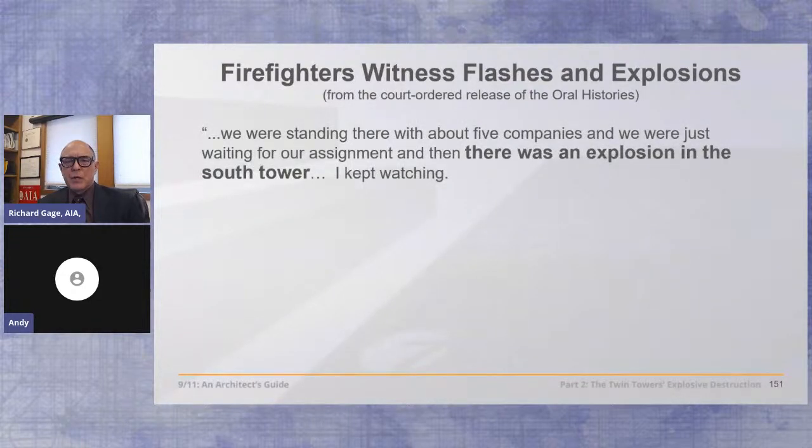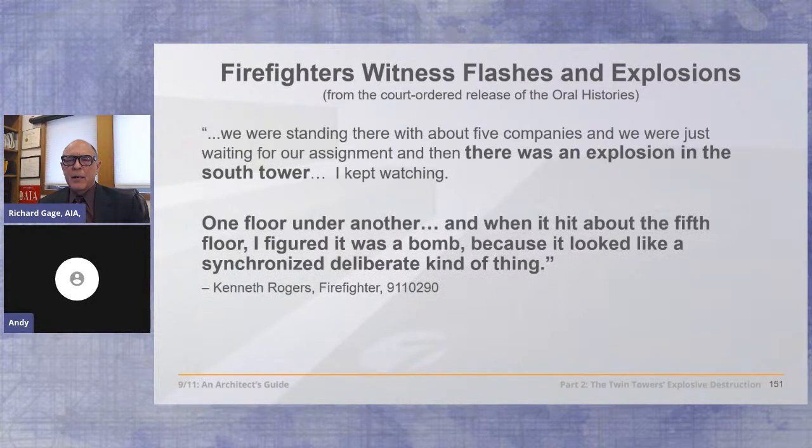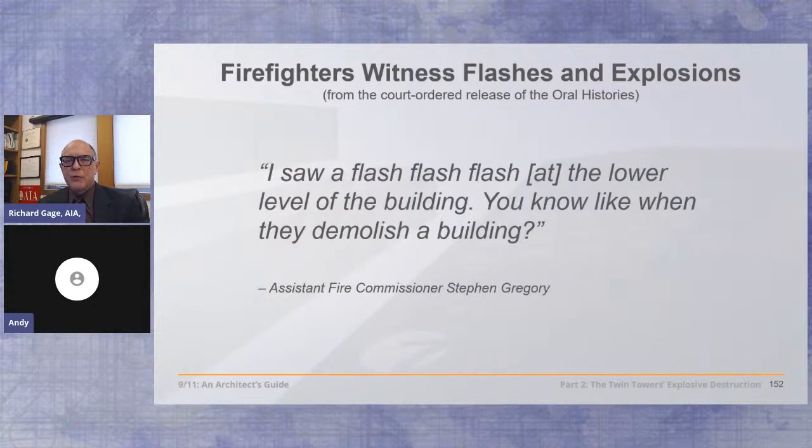There was an explosion in the South Tower, one floor under another. When it hit about the fifth floor, I figured it was a bomb because it looked like a synchronized, deliberate kind of thing.